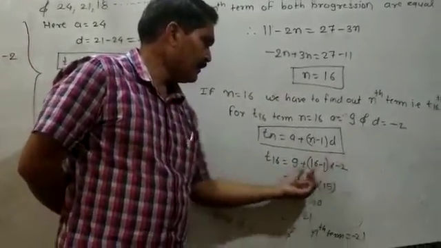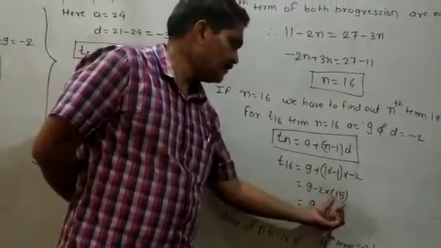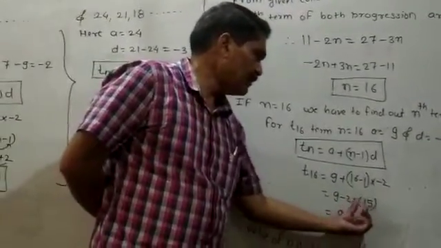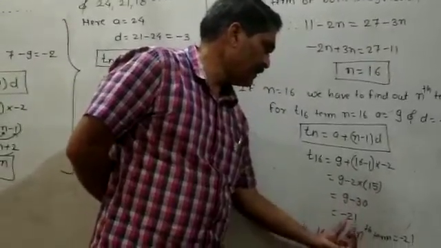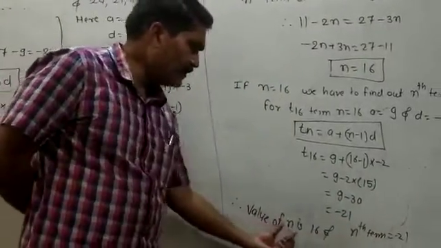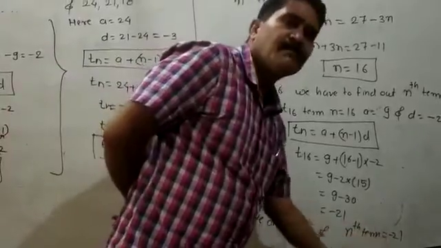9, this plus multiplied by minus is equal to minus. 16 minus 1 is equal to 15. 9 minus 15 into 2 is 30. 9 minus 30 is equal to minus 21. Therefore the value of n is 16 and the n-th term will be minus 21.